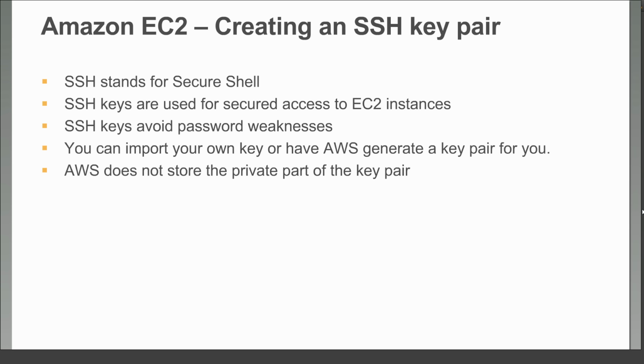There's a couple things we have to do as prerequisites to be able to launch an EC2 instance. And it's basically to have credentials to log into the instance, and then open the security group firewall so that we can access the actual instance. So the first thing that you need to do is to create an SSH key pair.